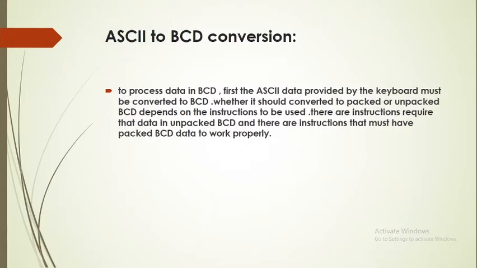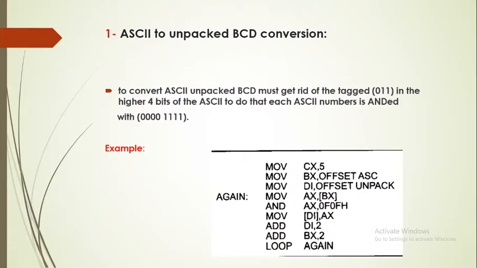So here we have ASCII to BCD conversion. We have two types, as we learned before: unpacked and packed BCD. Now we will learn how to convert ASCII to unpacked BCD. To convert ASCII to unpacked BCD, we must get rid of the tag 011 in the higher 4 bits of the ASCII. To do that, each ASCII number is ANDed with 00011111.